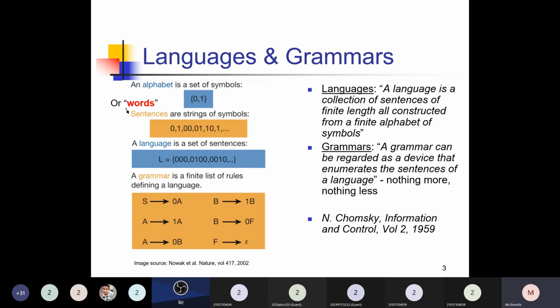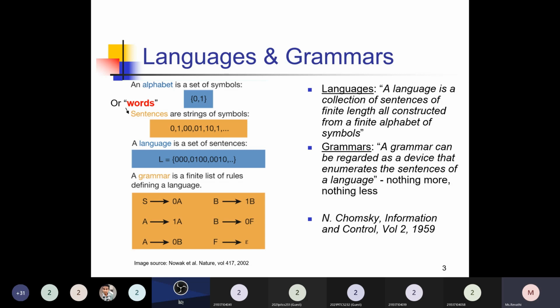While forming strings in the language, we have to follow some set of rules. These rules are known as the grammar. See here, capital S, which is any sentence, tends to 0A, which means the particular string or word should start with 0 and then be followed by any alphabet. Don't forget, alphabet means a set of symbols. It is not only the letters A to Z, it contains numerical values and special characters also.